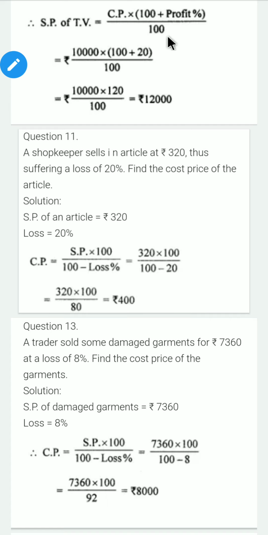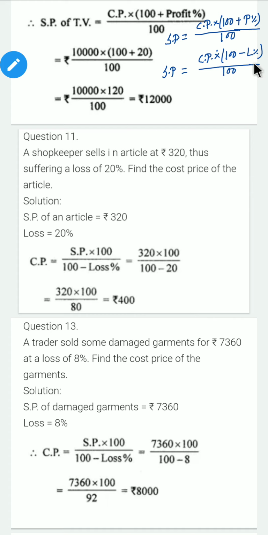First we are writing the formulas. Selling price is equal to cost price into 100 plus profit percentage divided by 100. And whenever loss happens, selling price is equal to cost price into 100 minus loss percentage divided by 100. Clear? So here a loss happens, suffering loss.